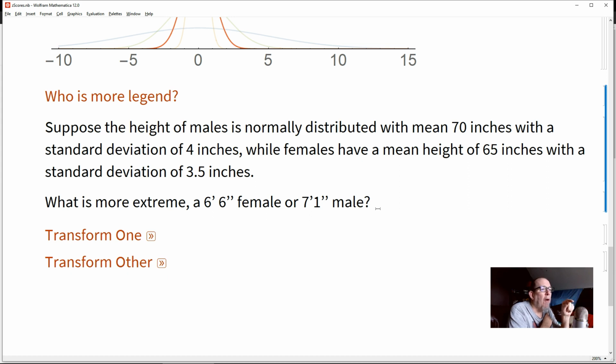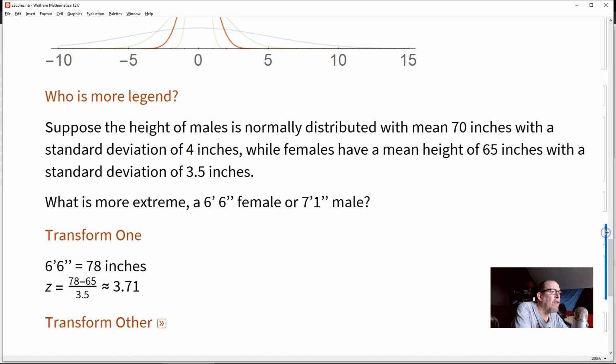Now I'll point out that the difference between these two is 7 inches, to get from 6'6" to 7'1", but the difference in the means is only 5 inches. So you might be tempted to say, no, the 7'1" male is actually more extreme than the 6'6" female, but what you're not taking into account is standard deviation. And that's why we need z-scores. So let's transform each of these into their z-scores.